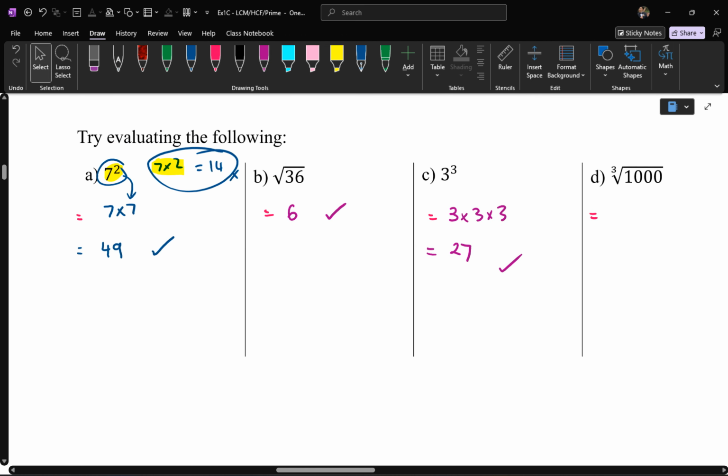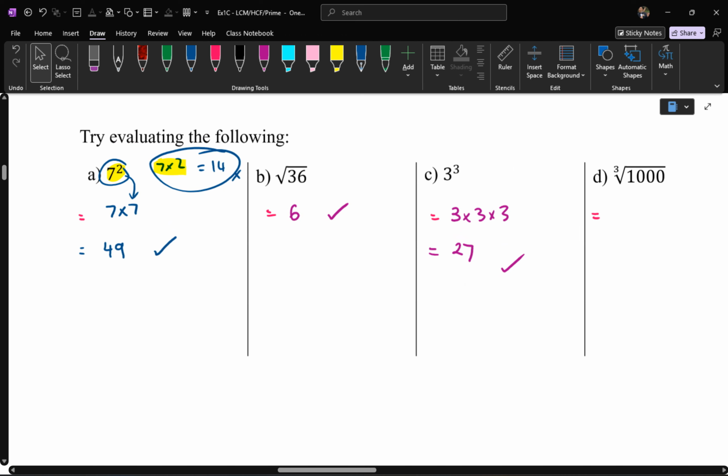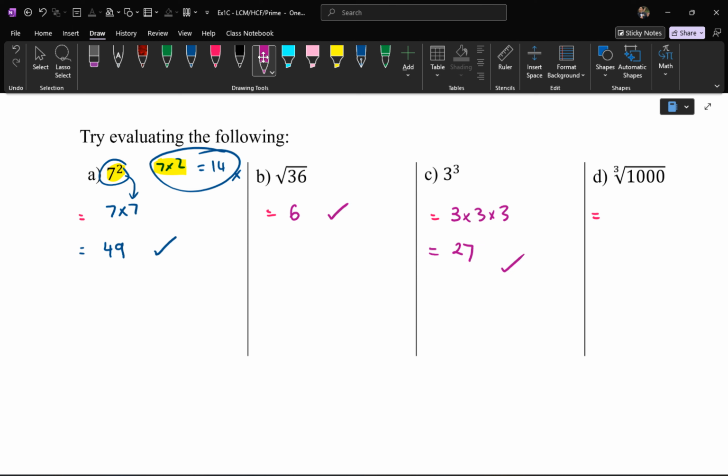And the last one, D. Cube root of 1,000 is what, Xavier? Oh, okay. Something times itself 3 times to get you 1,000. Anyone know? Hands up. 10. 10 times 10 is 100, and then 100 times 10 again gives you 1,000. So cube root of 1,000 is 10. Give yourselves a tick if you got that correct.